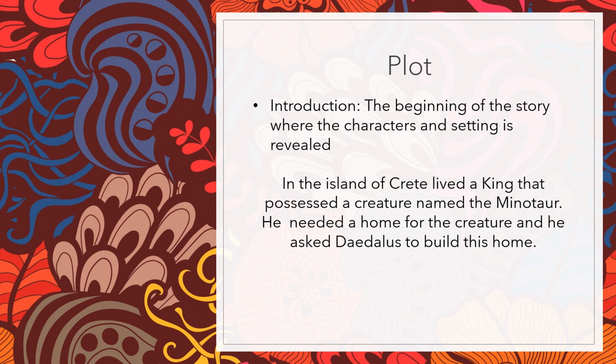Specifically, in The Flight of Icarus, on the island of Crete lived a king that possessed a creature named the Minotaur. He needed a home for the creature, and he asked Daedalus to build a home.